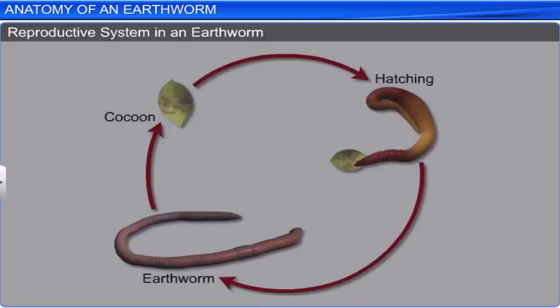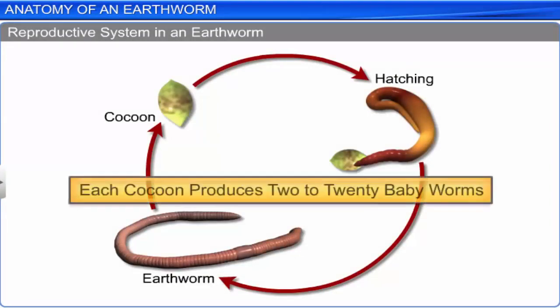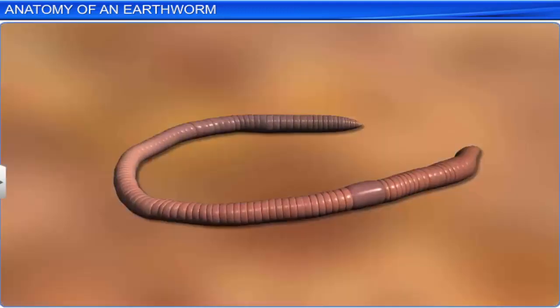Inside the cocoons, embryos develop, and after 3 weeks, each cocoon produces about 2 to 20 baby worms. These baby worms show direct development, which means the larval stage is absent. We've just studied the anatomical features of the earthworm, such as the body wall structure, alimentary canal, and circulatory, nervous, and reproductive systems.